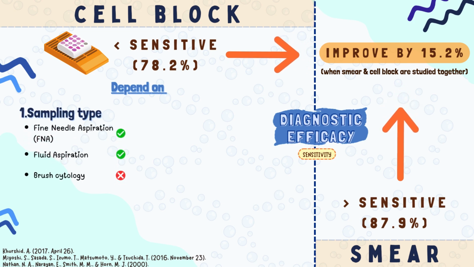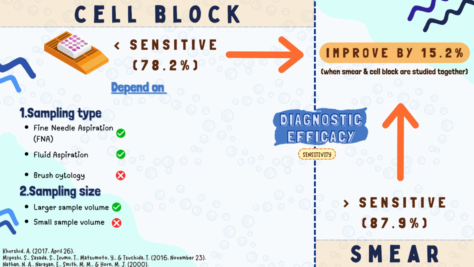Fine needle aspiration, FNA, and fluid aspiration are generally preferred because they preserve cellular structures effectively, allowing for accurate analysis. In contrast, brush cytology can cause cell fragmentation or damage, which may compromise the integrity of the sample and reduce diagnostic accuracy.